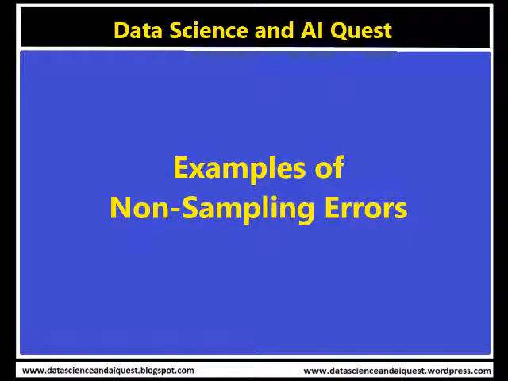So now we jump into the other type of error, that is a non-sampling error. Non-sampling errors are more serious than sampling errors because a sampling error can be minimized by taking a larger sample within the population.